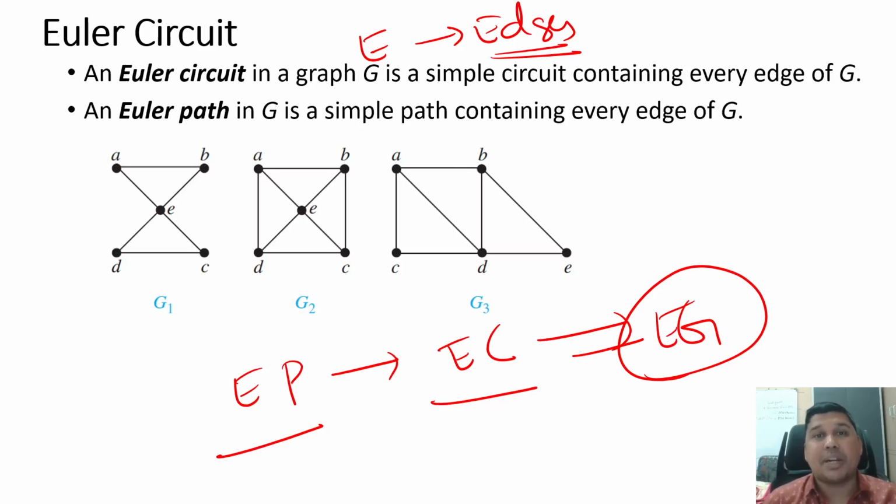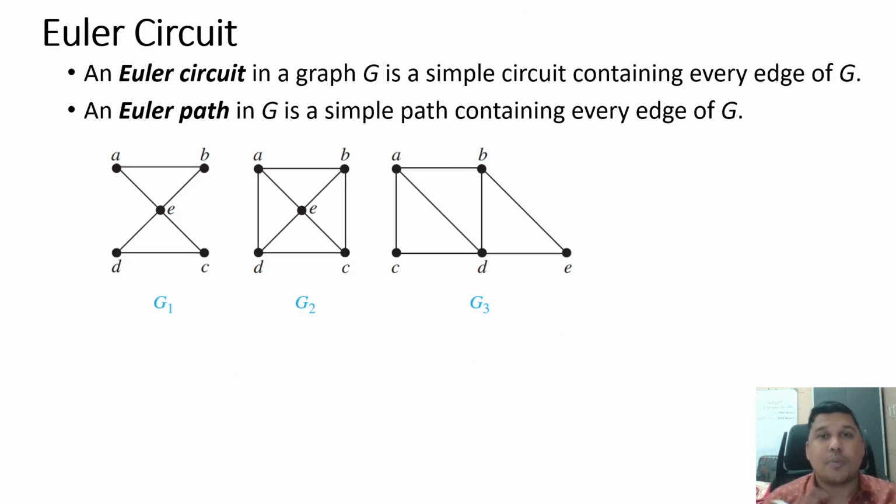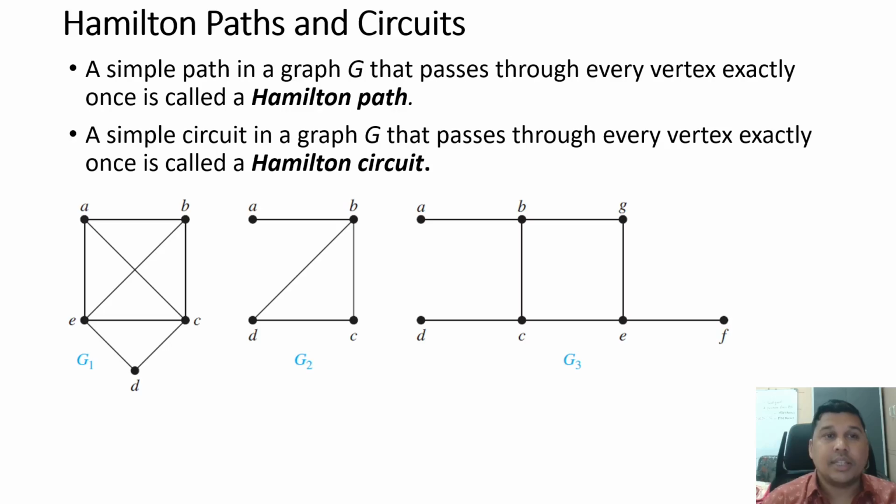Vertices may be repeated, but edges should not be covered once again. They have to be traveled or traversed exactly once, not more than once. The next concept is Hamiltonian path and circuit. What is this Hamiltonian path or circuit?